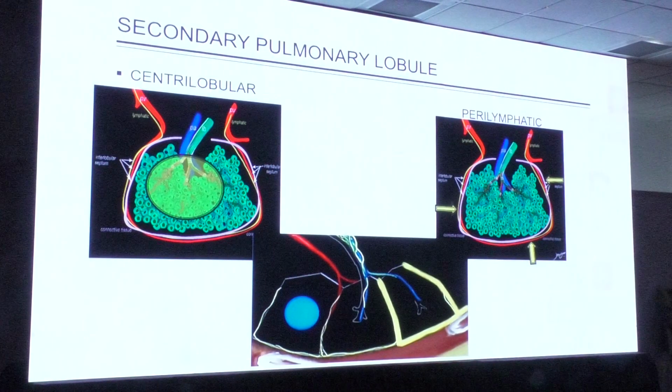So coming to the secondary pulmonary lobule, this is the area which is called the centrilobular area. The one in the yellow circle is the centrilobular area, and the one on the right side where you can see the multiple arrows is the perilymphatic area. The perilymphatic area is there in the pleural surface and also in the adjacent walls of the interlobular septa.